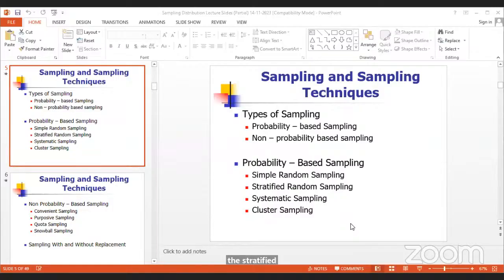So stratified random sampling is a probability-based method that divides the population units into homogeneous groups, and then from each group, simple random samples are selected.